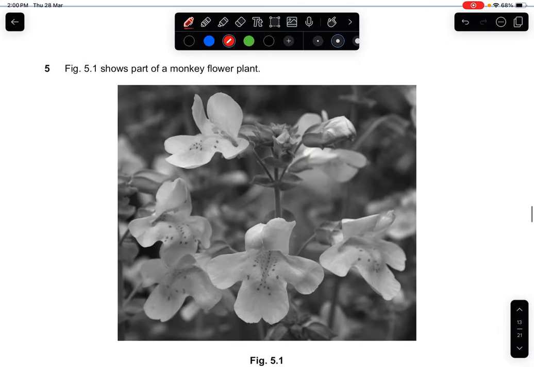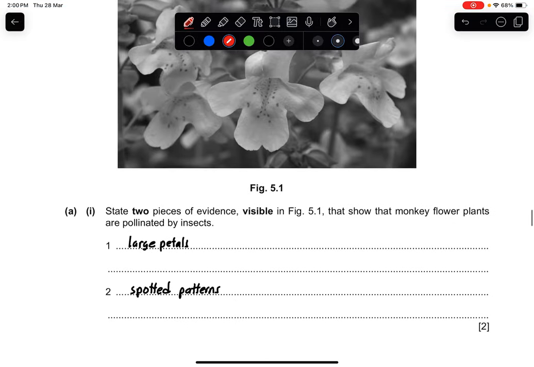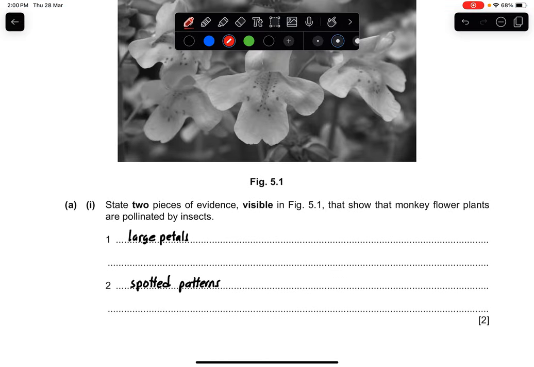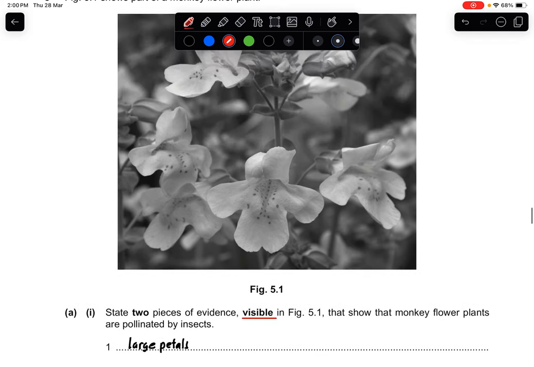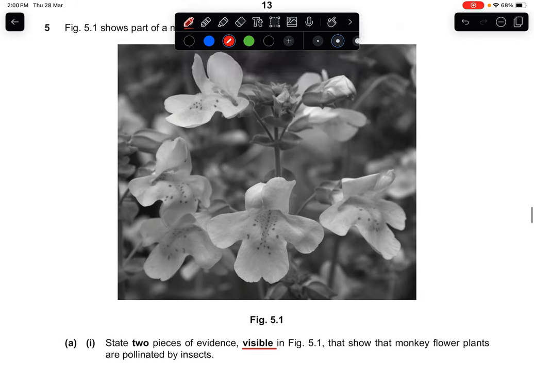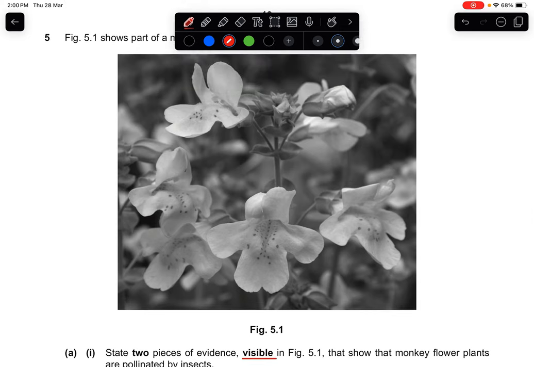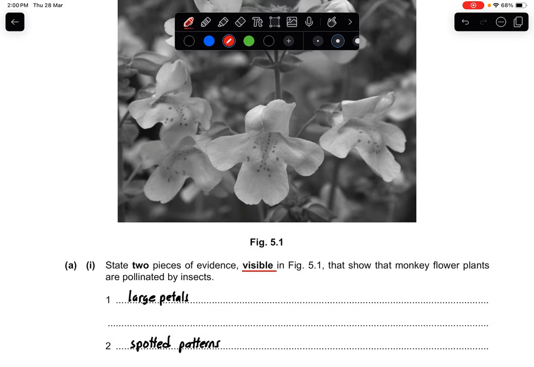Okay, question 5. Figure 5.1 shows part of a monkey flower plant, and they say A, part 1, state 2 pieces of evidence that are visible. Visible means from this figure, you must find the visible ones. If you cannot see color, do not state color, because you cannot see what the color of this plant is. They want evidence that shows the monkey flower plants are pollinated by insects.